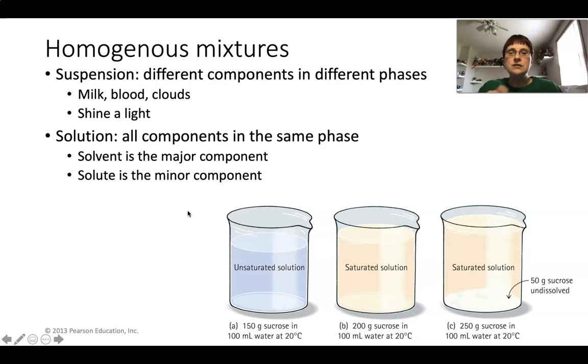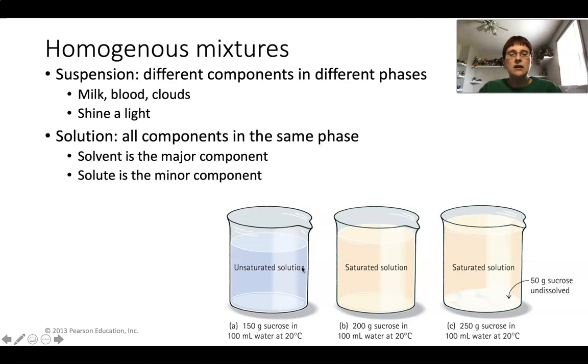Now, with a solution, we can have different types of solution in the sense of how much solute is there. And that's what these pictures down here are showing you. In this case, they're making sugar water. So the solute is sucrose, and the solvent is water. And they have 3 different types of solution here.